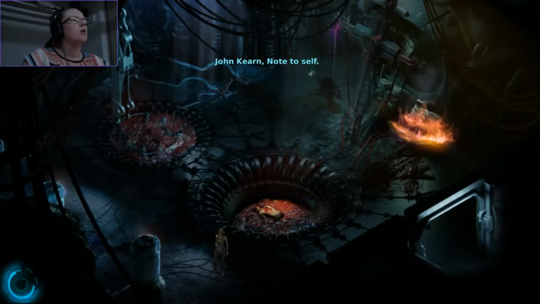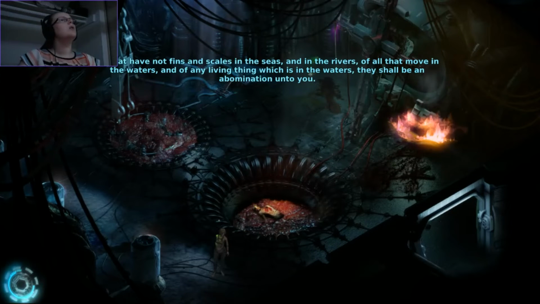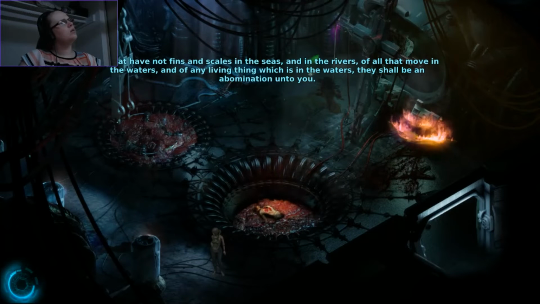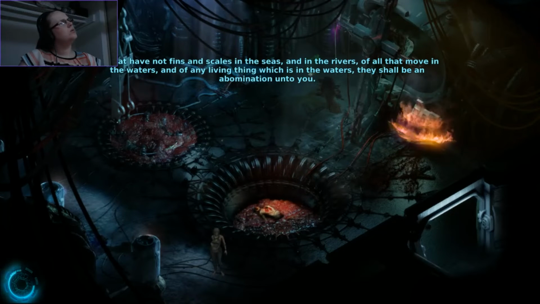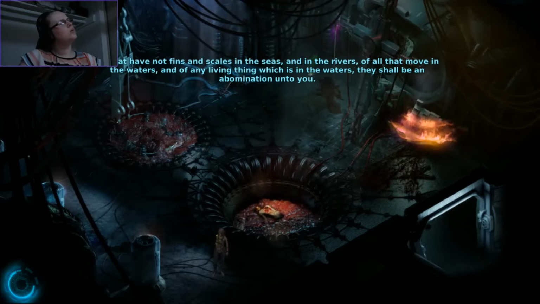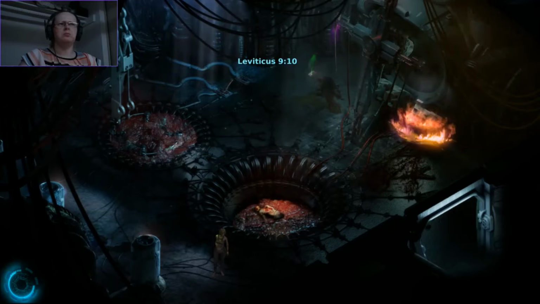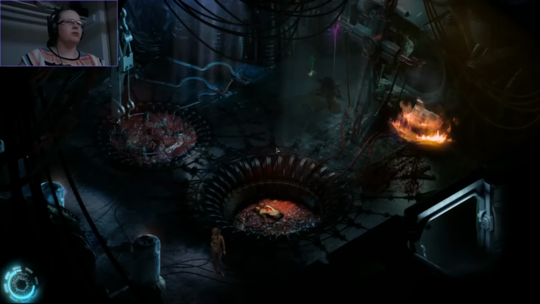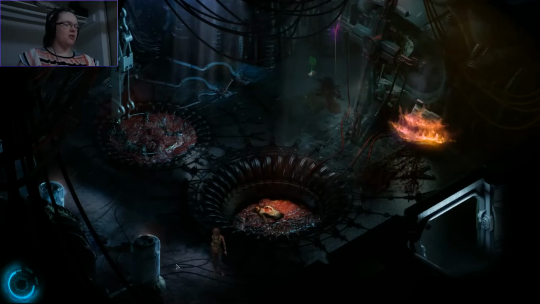John Cayne, note to self. All that have not fins and scales in the seas, and in the rivers, of all that move in the waters, and of any living thing which is in the waters, they shall be an abomination unto you. Leviticus 9:10. I was gonna say, that sounds like a Bible verse. Definitely was a Bible verse.